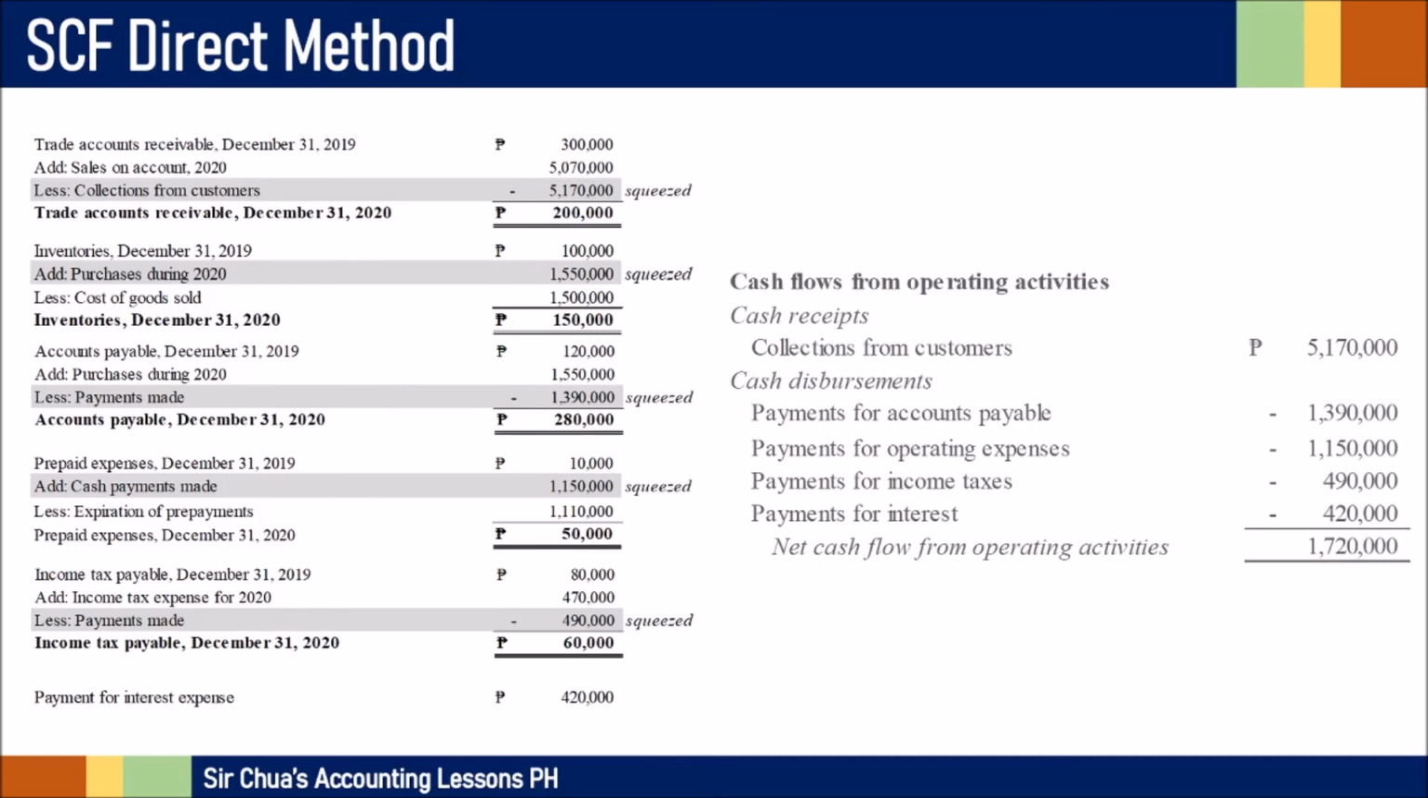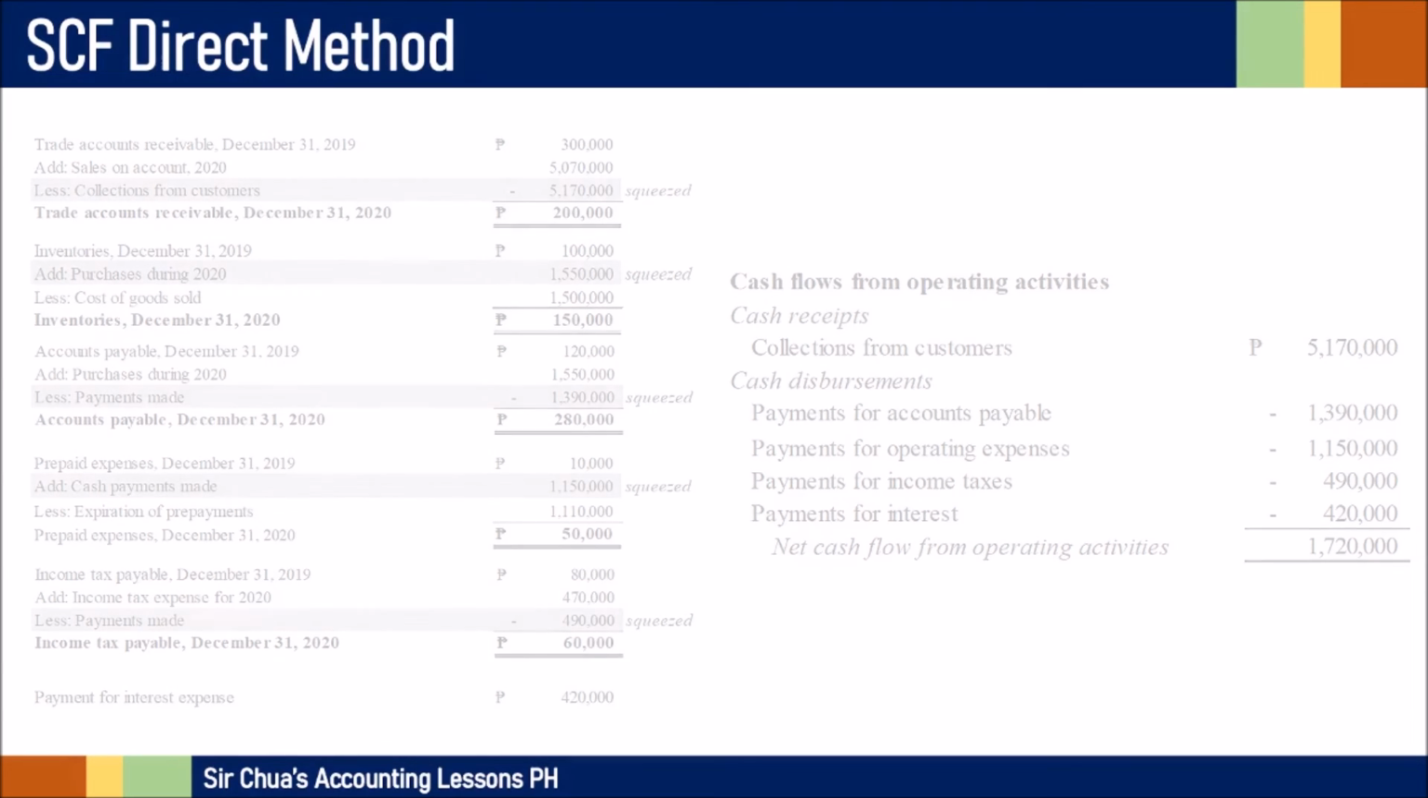So coming from that information, you can now present your cash flows from operating activities using the direct method. So as you can see here, that is the collection from customers of 5,170,000. You paid for purchases and accounts payable of 1,390,000. You also paid for your expenses of 1,150,000. You paid for your taxes of 490,000, and you paid for your interest of 420,000. And as you can see, we also got the same amount as in the indirect method, which is 1,720,000. And that's how you prepare the cash flow from operating activity section, but now using the direct method.